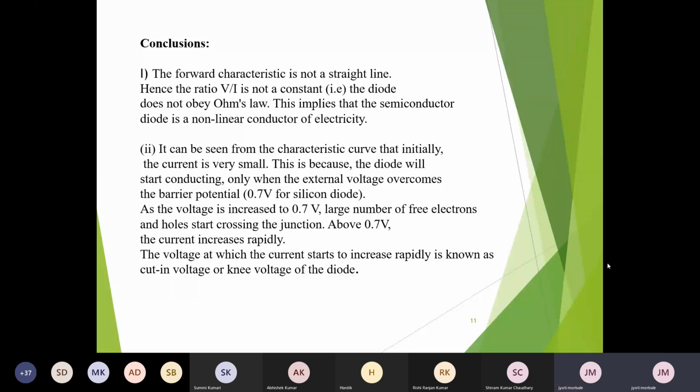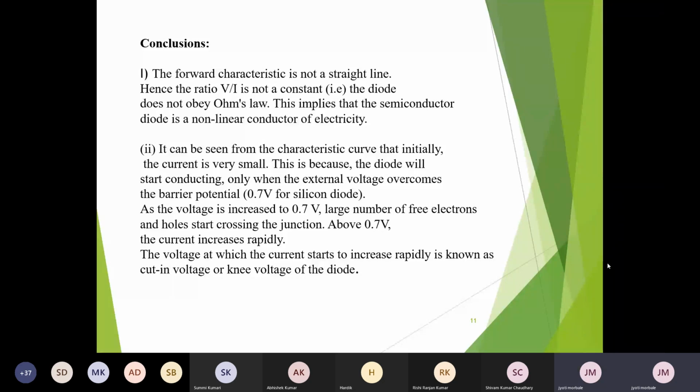From the characteristics curve we can say that the diode starts conducting only when the external voltage overcomes the barrier potential. For example, if silicon diode is there, 0.7 voltage cross करने के बाद diode on state में चला जाएगा. It acts as a closed switch. And if it is germanium diode, 0.3 cross होने के बाद diode acts as an on switch. Otherwise, it will be zero.